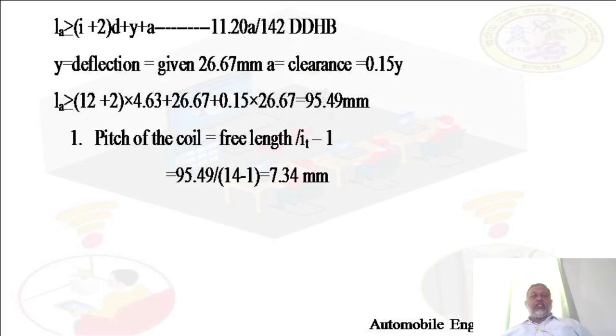Then you use the equation for length: LA is greater than or equal to I plus 2D plus Y plus A, where Y is deflection and A is 15% of deflection. Now substitute the values to get the length, 95.49. After getting length, you go for finding pitch of the coil, that is nothing but free length by I total minus 1, where I total is the total number of turns. So from this we will have 7.34 mm.